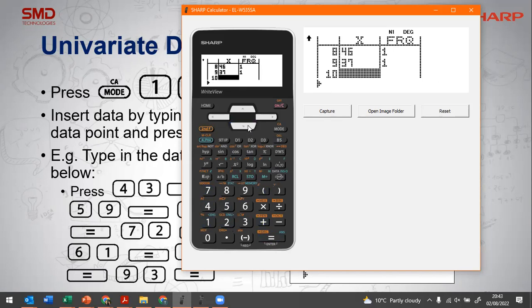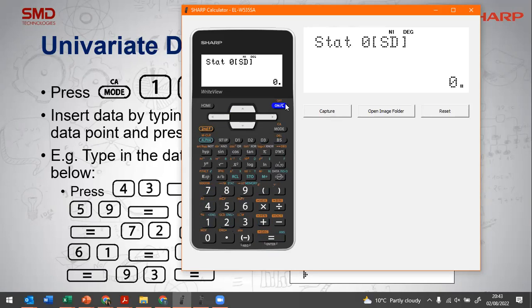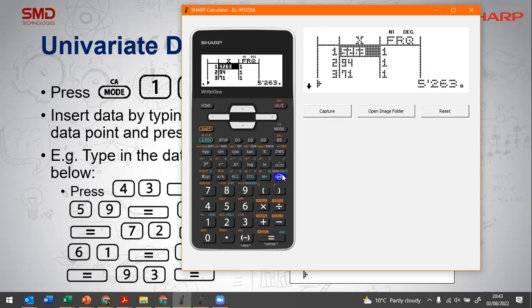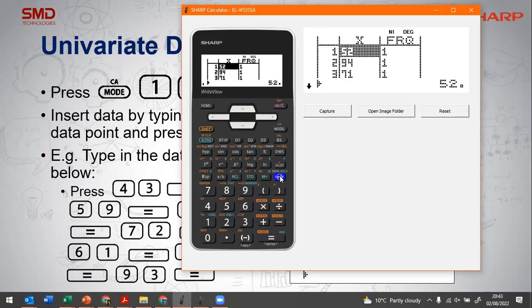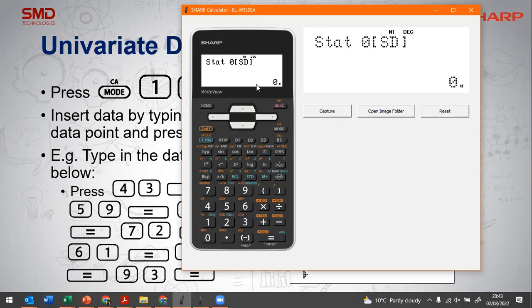Once you're happy with your data, there are two options. Let's just make sure I haven't done anything. Okay, cool. Once you're happy with your data, you can also press change, and change will just allow you to flick between your data and then your calculation screen as well.